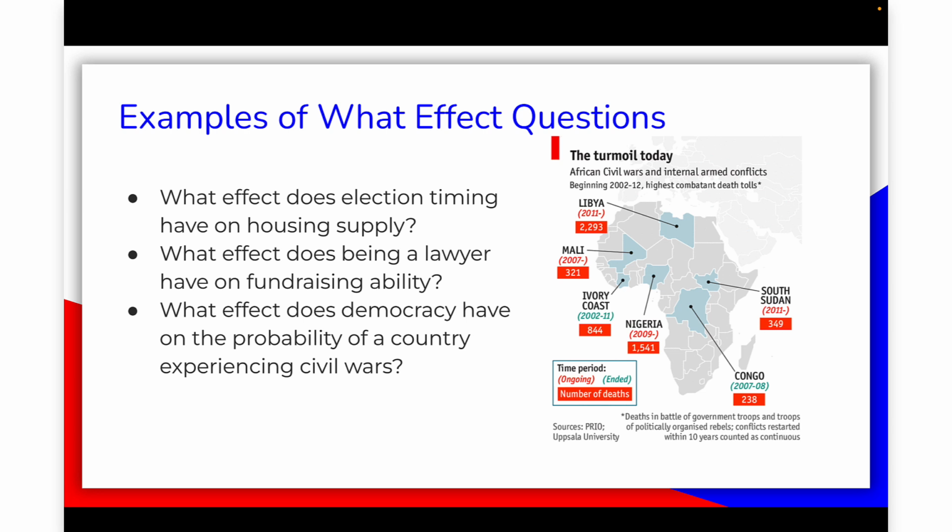So an example of a what effect question would be, what effect does election timing, the independent variable, have on housing supply? There's some evidence to suggest that having elections timed in off-cycle years, odd-numbered years, so 2025, 2023, 2021, right? Years where there's not a presidential or a midterm election leads to lower housing supply.